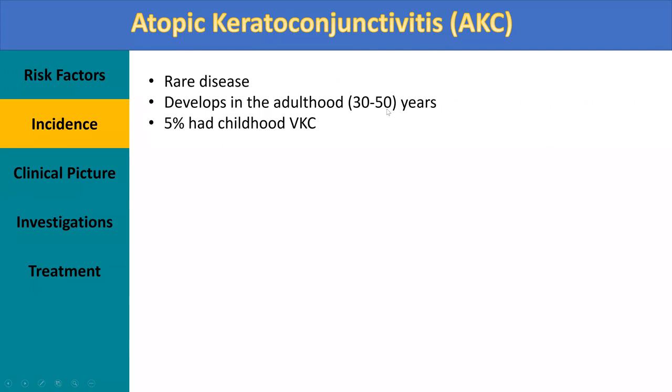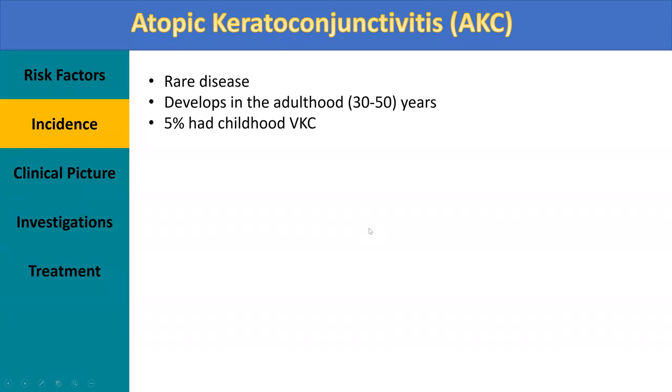And the most important here is the age of onset. This is a disease of adulthood, not of childhood like vernal disease. It develops between the ages of 30 to 50 years. Again, this is a disease of adulthood. However, about 5% of those patients will have a history of vernal keratoconjunctivitis, but they develop the atopic disease in adulthood. Hope that this is clear.